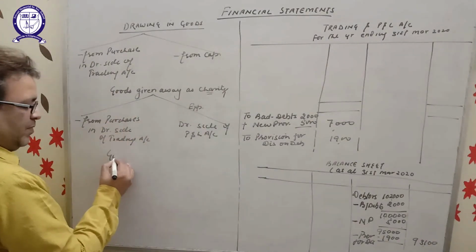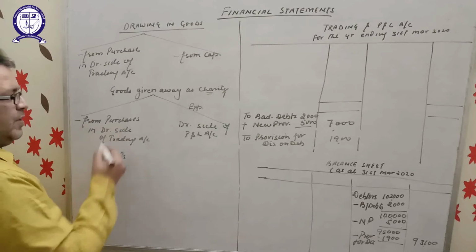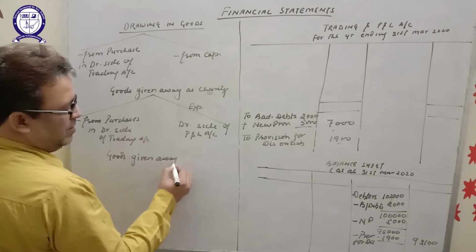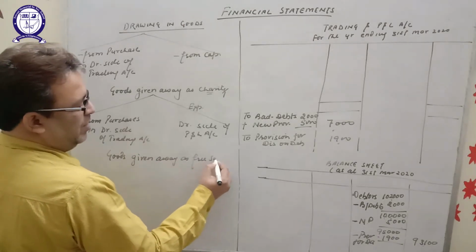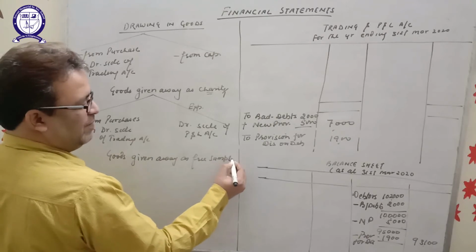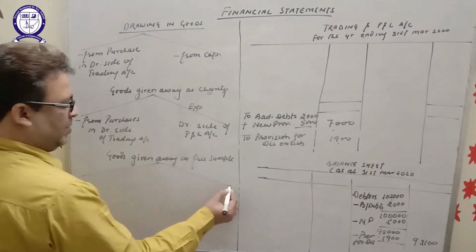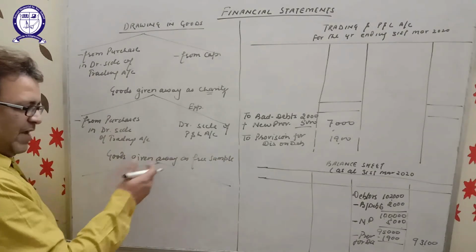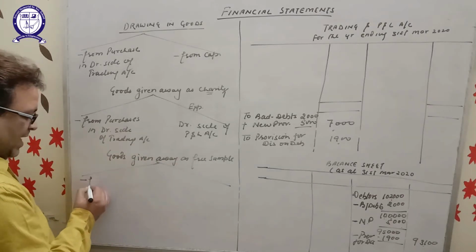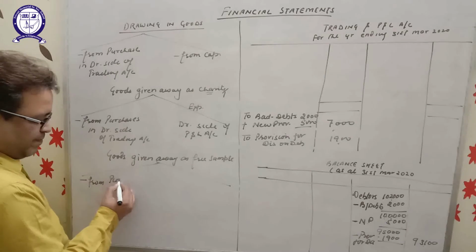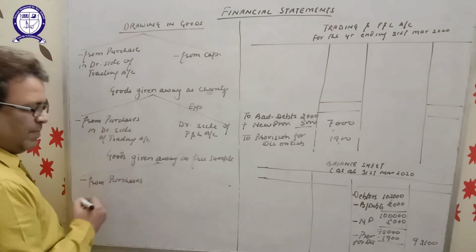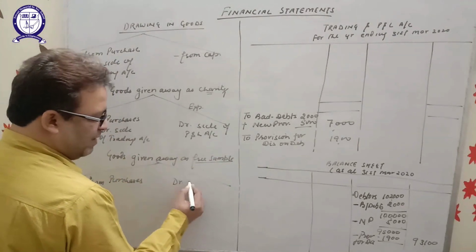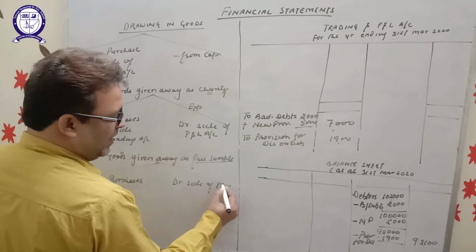One more adjustment. Same adjustment as above. Goods given away as free sample. You know, free sample is an advertisement. So goods are going out as free samples, but we are not selling it. So minus from purchases. Number one. And second time, because advertisement is an expense for the business, that's why it will be recorded in the debit side of profit and loss account.